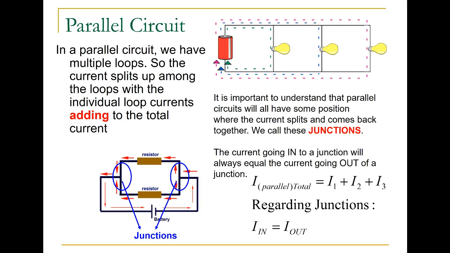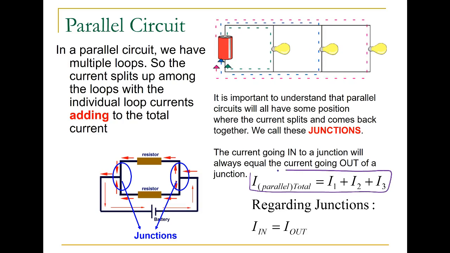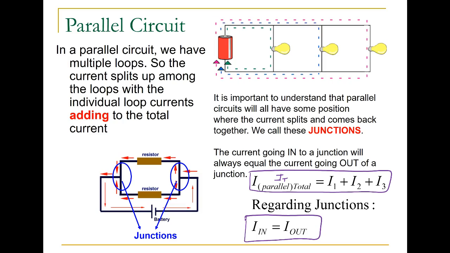Okay, what about parallel circuits? In a parallel circuit, we have multiple loops, and the current splits up in these loops, and the individual loop currents add up to the total current. That's represented by our equation here, that I total is equal to I1 plus I2 plus I3. But the other thing to keep in mind is that you can have a junction, and at a junction, the total current going into a junction is equal to the total current coming out.